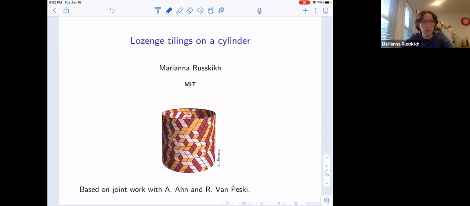This talk is based on a joint paper with Andrew An and Roger von Peski. We're interested in lozenge tilings on a cylinder, or equivalently, cylindric partitions. To be certain that we're all on the same page, let me first remind you of the basic definitions of partition and plane partition before jumping into cylindric partitions.